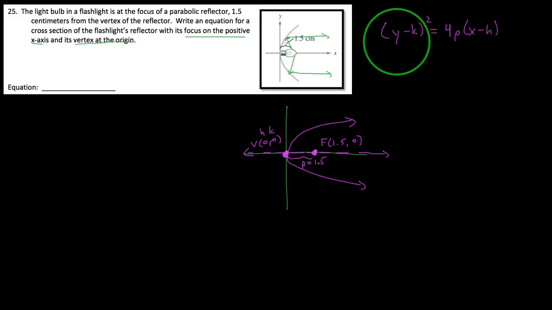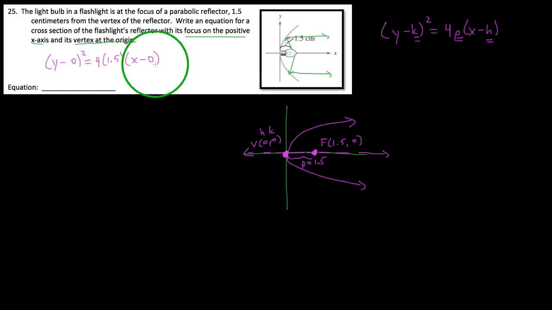So with this right here, we're going to go ahead and substitute in our values of k, h and p and write our equation here. And so what we end up with is y minus k, which in this case is 0, squared, equals 4 times p, which in this case is 1.5, times x minus h, which in this case is 0.